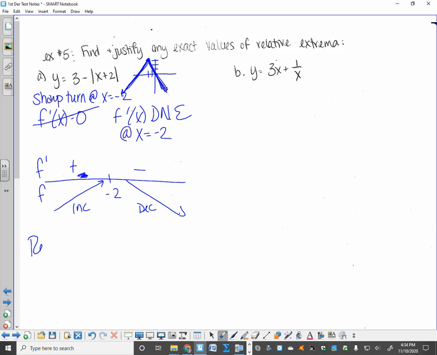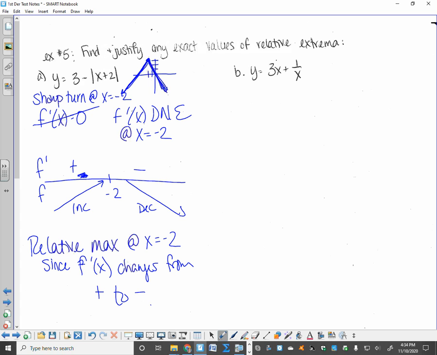It wanted relative extrema, and that would be a max. Relative max at x equals -2, since f prime of x changes from positive to negative. I have a relative max at x equals -2 since the derivative changes from positive to negative. I never found the derivative. Don't have to. I'm using all of my tools in my toolbox, all of my knowledge. I know what that graph looks like. So I know its derivative is positive headed up towards the -2 and negative headed away from the -2, to the right of the -2. Okay.